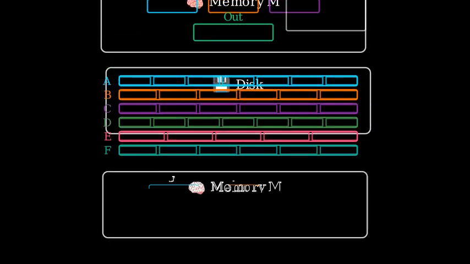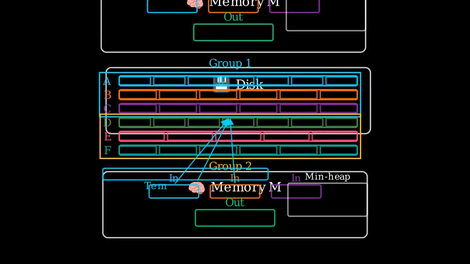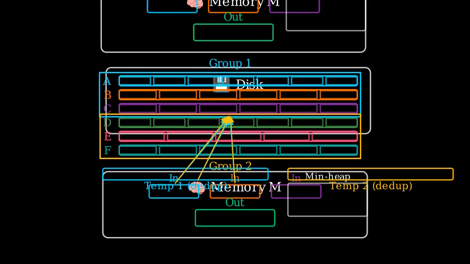During pass 1, for group 1 we allocate 1 input buffer per array and 1 output buffer in memory. We stream A, B, and C, write temp 1 sequentially on disk, eliminating duplicates. Then we stream group 2 to write temp 2. Both are sequential with very few seeks.